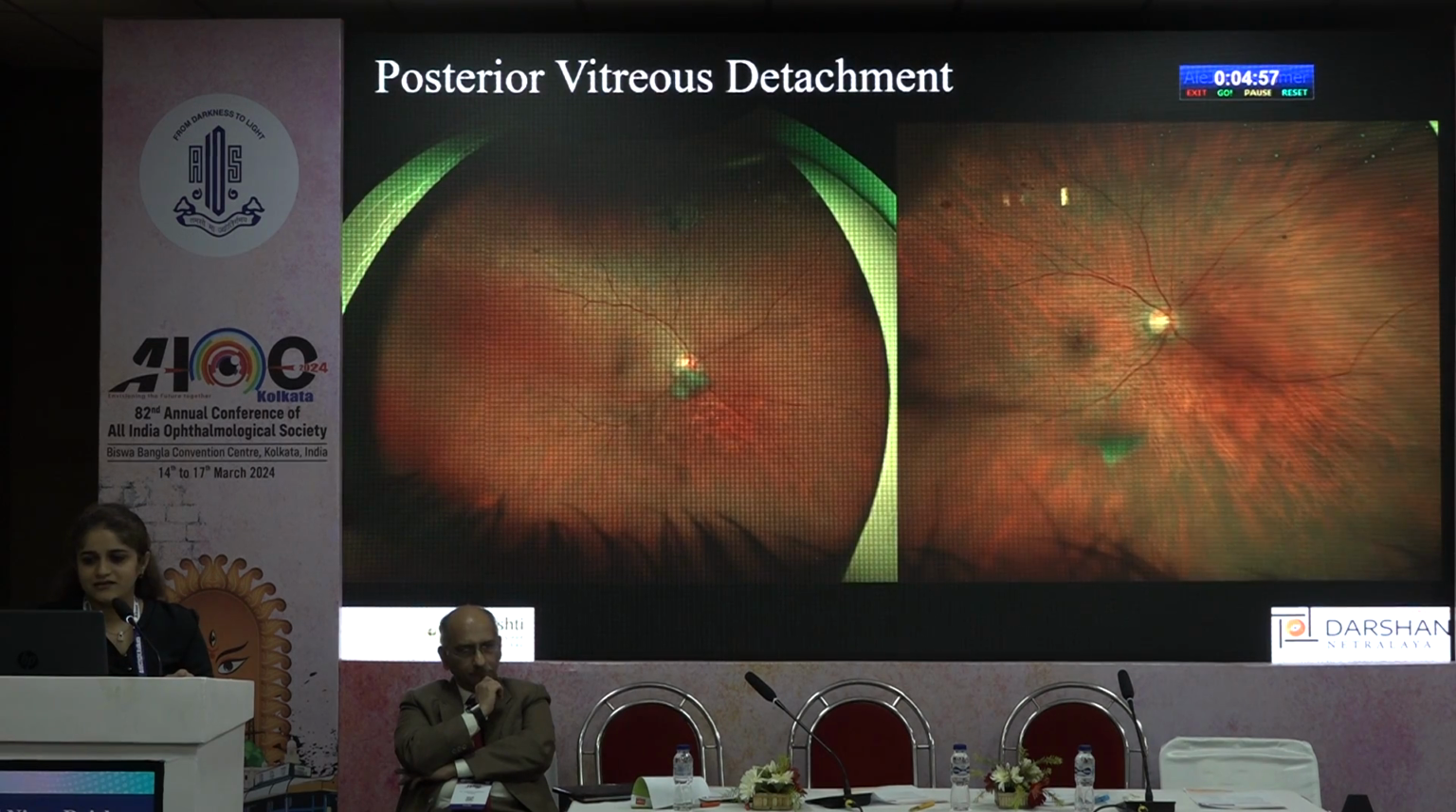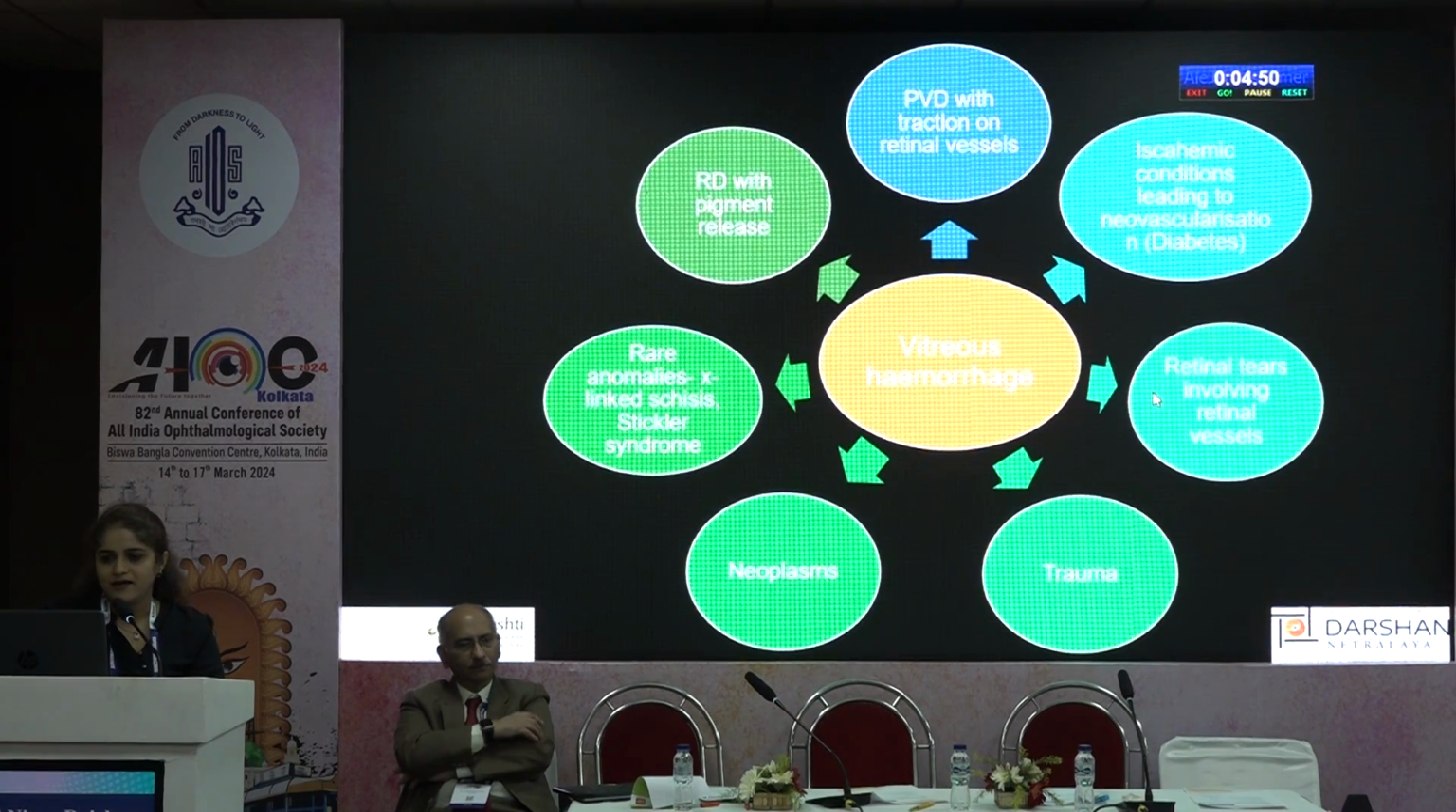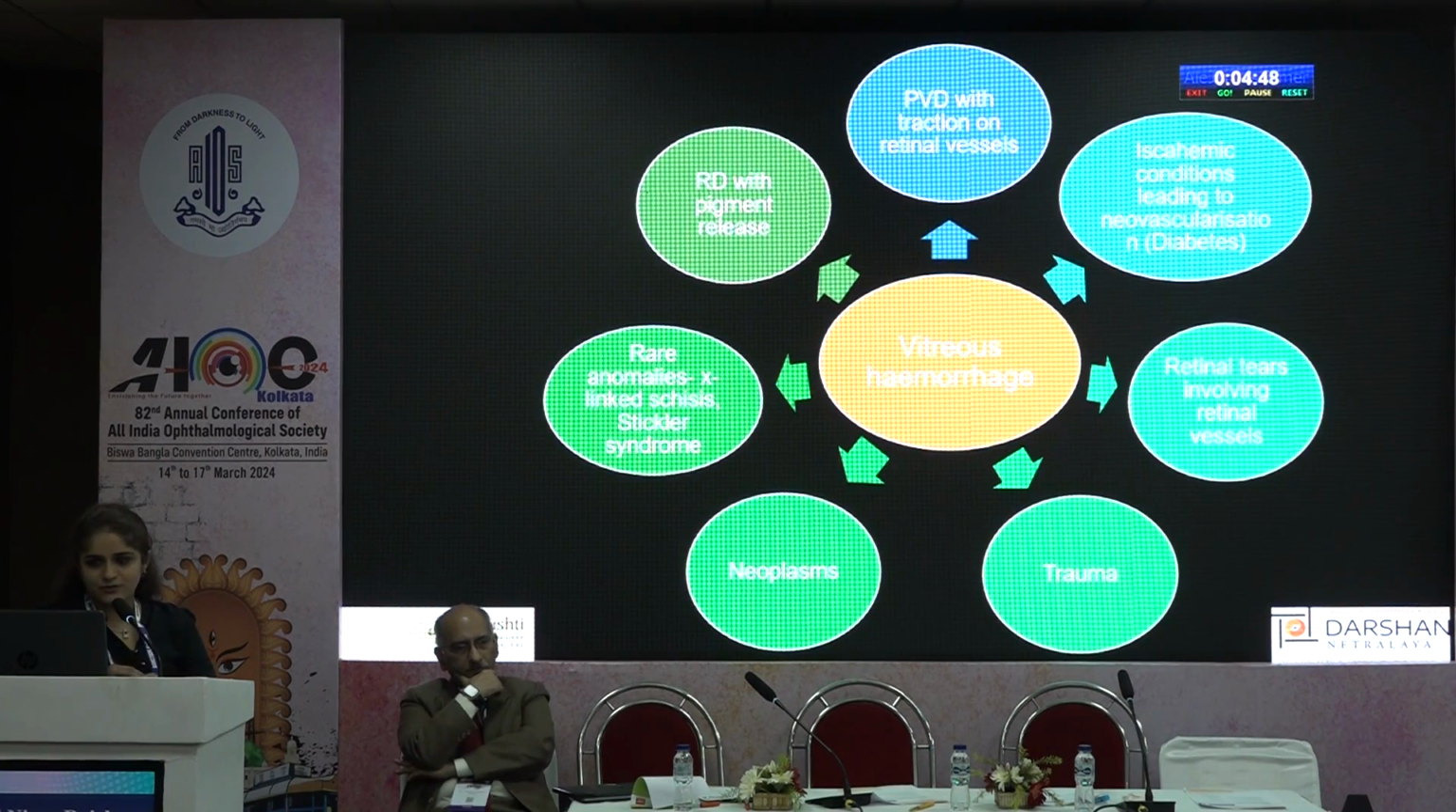So on wide field imaging, this is what the posterior vitreous detachment would look like. The next cause being vitreous hemorrhage, which can occur due to PVD with traction on the retinal vessels, ischemic conditions leading to neovascularization like diabetes, retinal tears which involve the retinal vessels and hence lead to hemorrhage, trauma, neoplasms, rare anomalies like X-linked schisis, Stickler syndrome, and retinal detachment with pigment release.